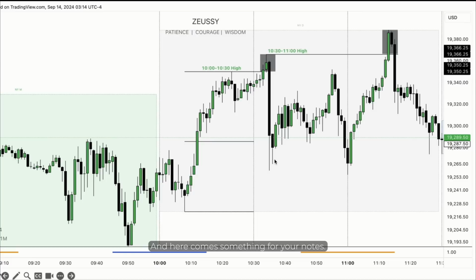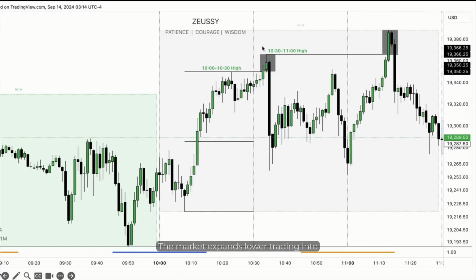And here comes something for your notes. Every single time that a new time cycle opens up, we do not only pay attention to the high and low of the previous time cycle, but we also pay attention to the equilibrium of the previous time cycle, being 50%. 50% being showcased right here, which lines up with this BC.